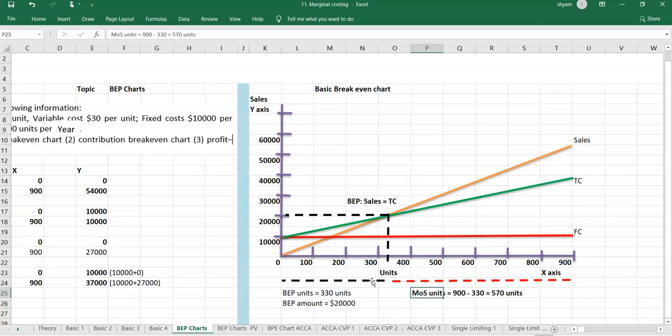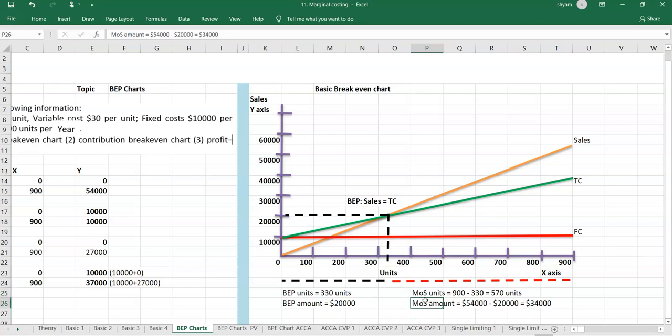Okay, so from here to here it's BEP units. From here to here it's MOS units. From 0 to 20,000 is the BEP amount. So what is the other amount? The other amount is from 20 to the maximum, 54. So from 54, which is the total, if you deduct the BEP sales, you will get the MOS sales, which is 34,000. So this is the MOS amount.